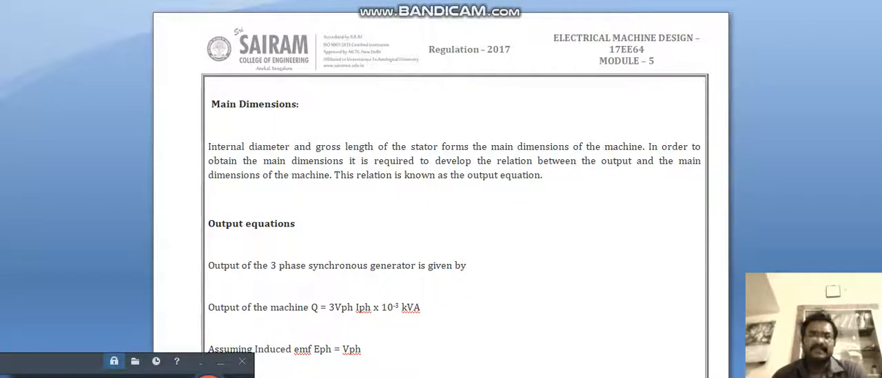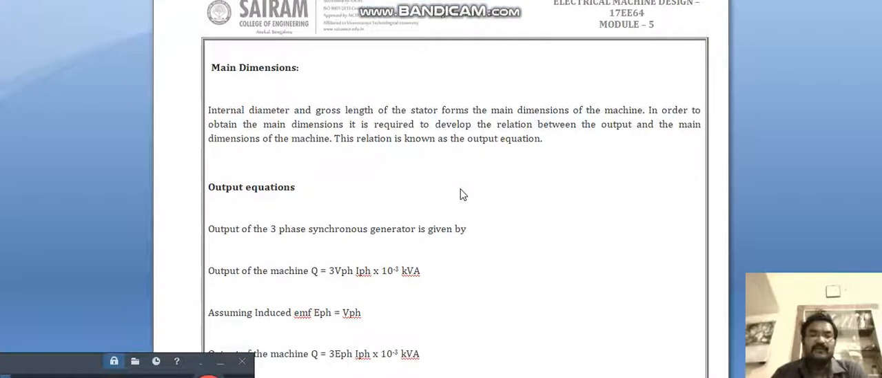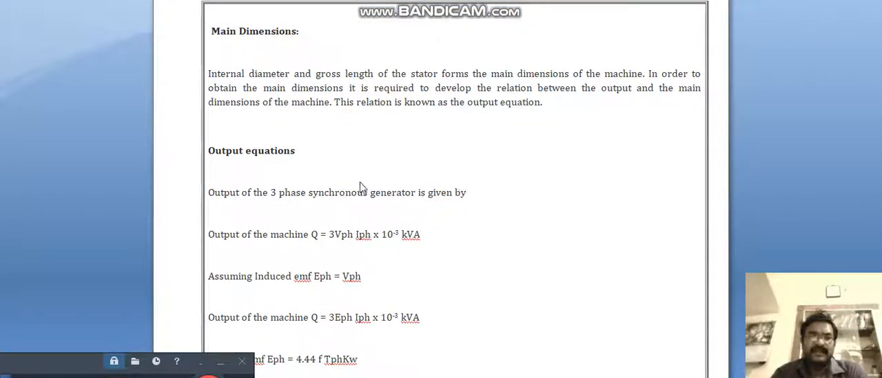Main dimensions, as I already told, are the length and diameter of the armature. Here the internal diameter and gross length of the stator form the main dimensions of the machine. In order to obtain the main dimensions, it is required to develop a relationship between the output and the main dimensions of the machine. This relation is known as the output equation. Output equation of a three-phase synchronous machine.